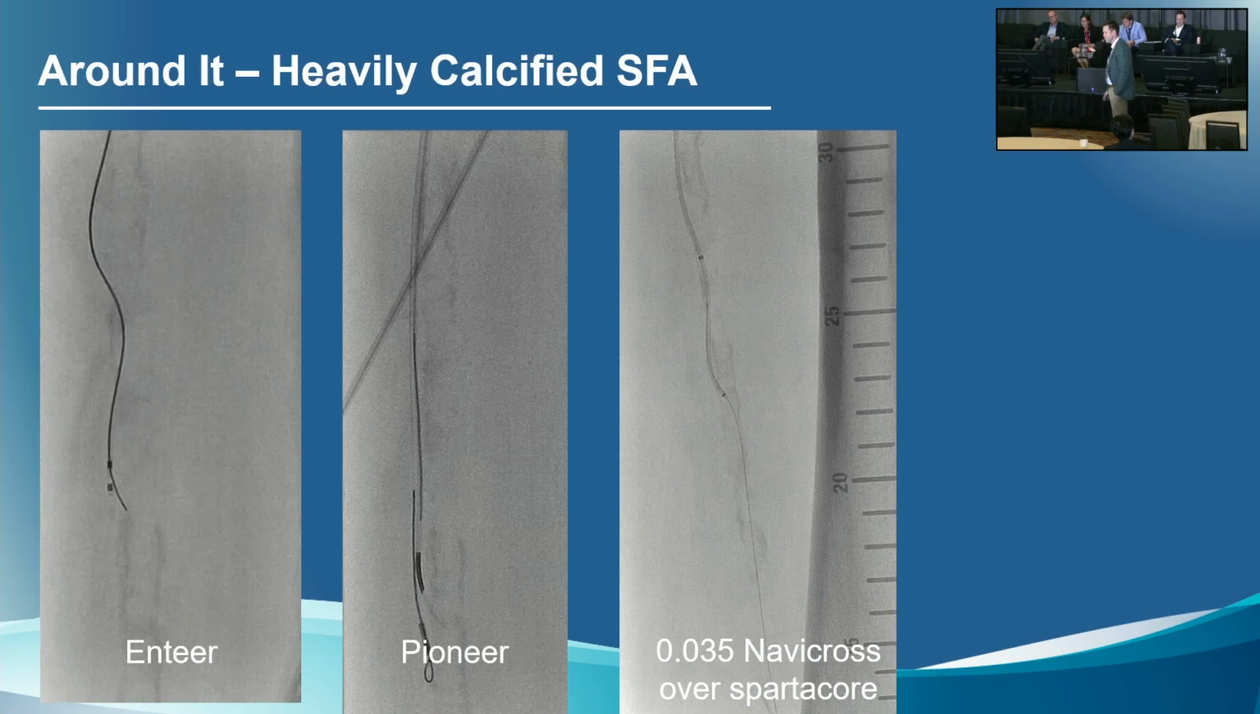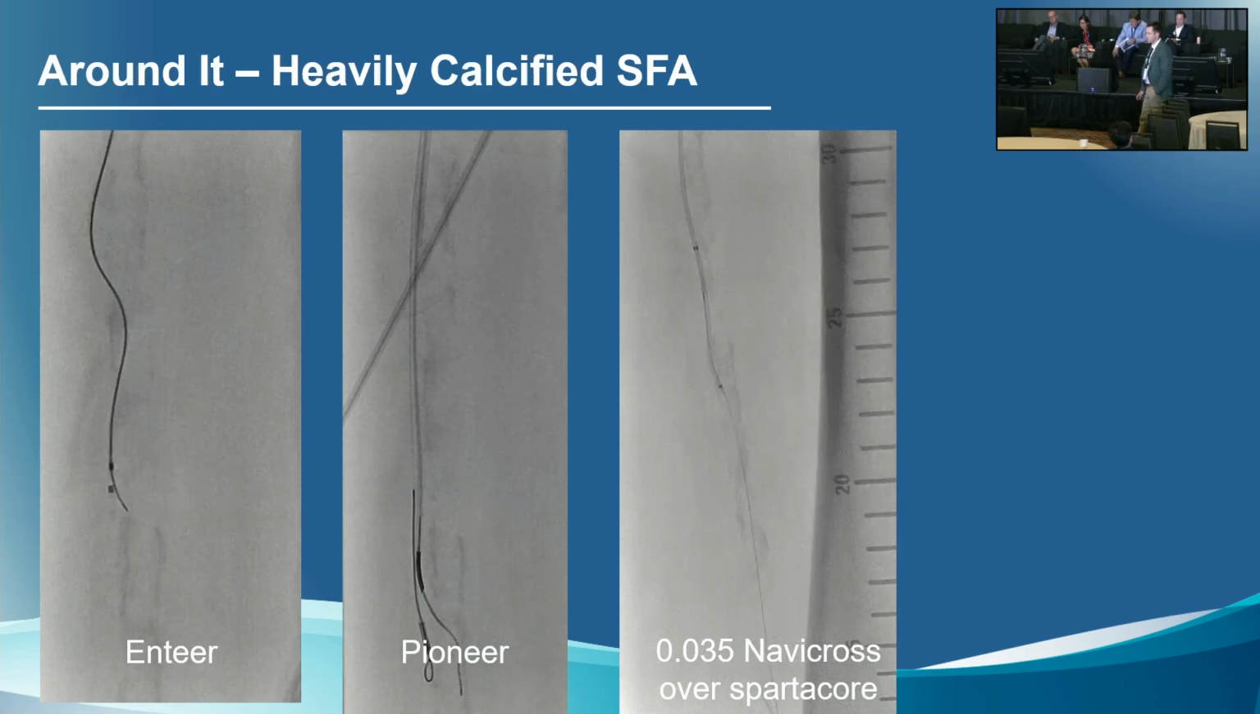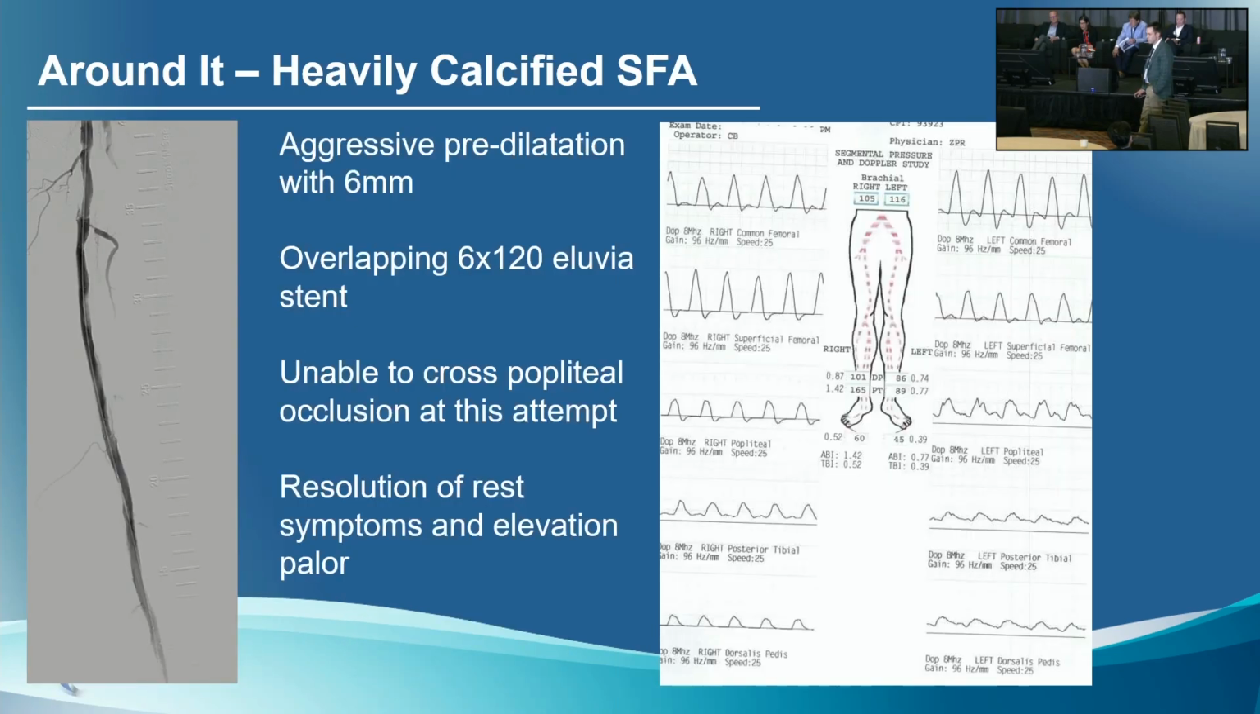So we brought in the Pioneer device then. Pioneer is IVUS guided re-entry. We orient the IVUS catheter and throw the needle, and here you can see that we re-enter and are able to then exchange out the Pioneer device and bring our 035 Navicross back in, and now we balloon and stent.